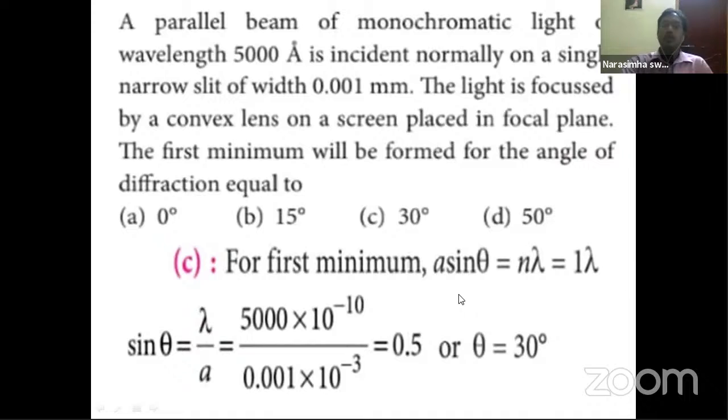I told you that diffraction is of two types. In one of them we are using a lens, and the focal length is given. The light ray is focused using the convex lens on the screen placed in the focal plane. So the formula for the path difference is a sin theta equal to n lambda.